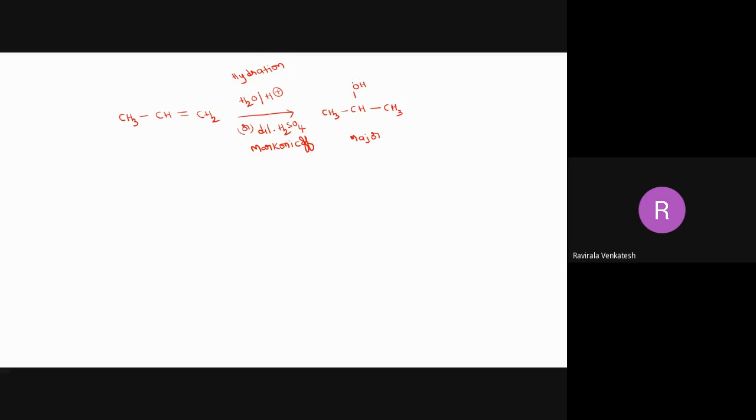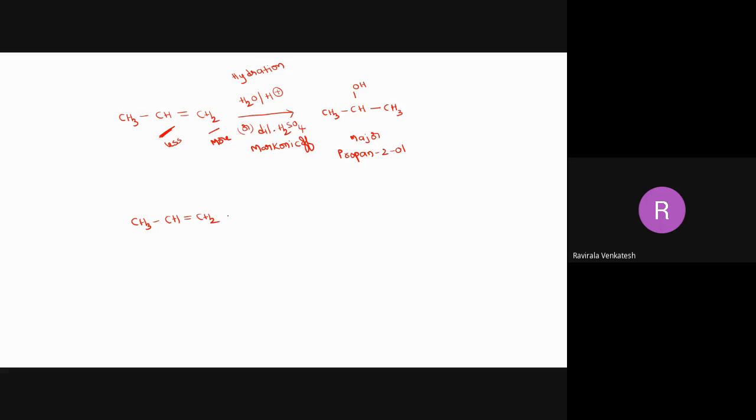Very simple. OH minus attacks on which carbon? The double bond carbon having fewer hydrogens. This one has more hydrogens and this one has fewer hydrogens. Only you have to see the double bond carbons here. So the OH minus attacks on this one, and this is the major product. What is that? Propan-2-ol.